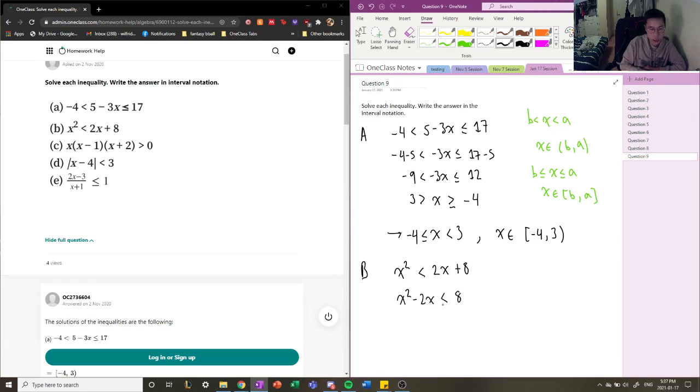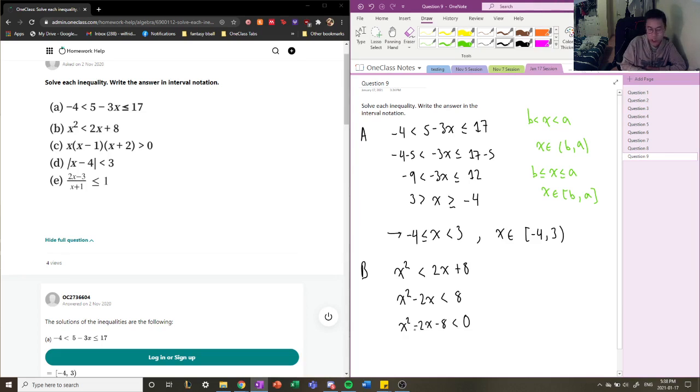This is still kind of hard to calculate, because we need to find the values of x which will make it less than 8. So why don't we find the values of x which make this less than 0? We move the 8 to the left-hand side, and we have x squared minus 2x minus 8 is less than 0.